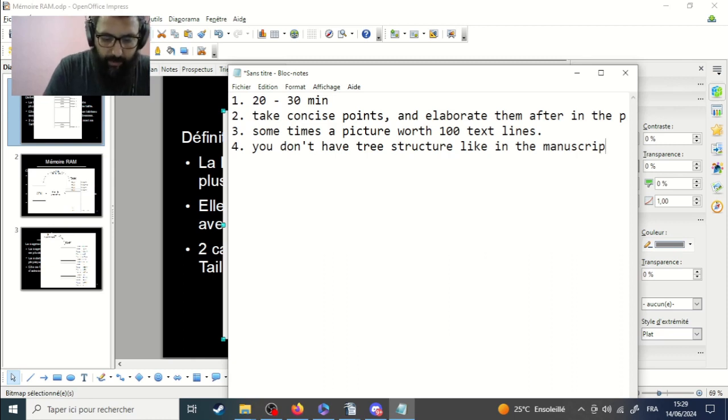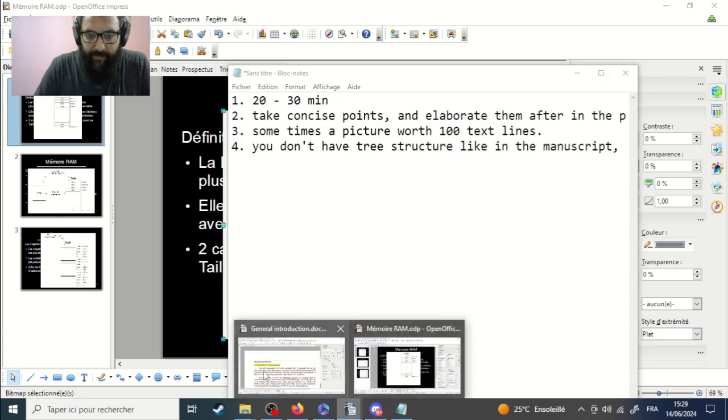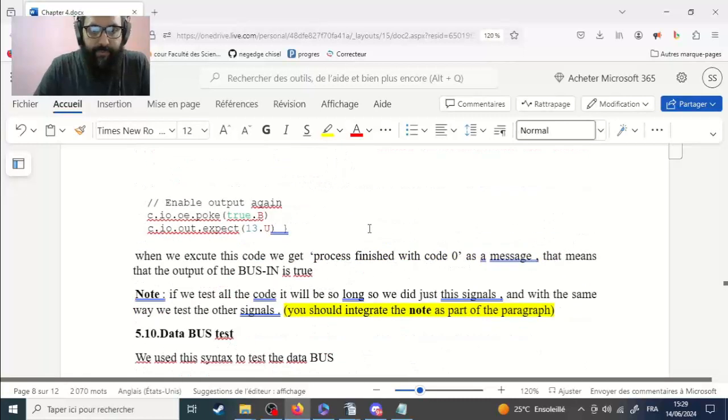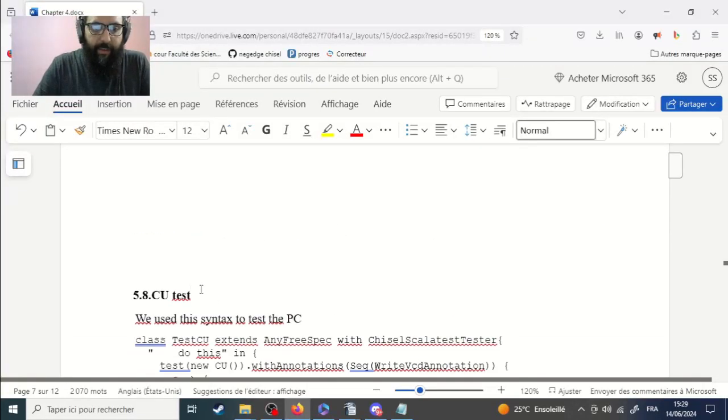The manuscript, like in the manuscript, you don't have the structure. That means that you don't have, in your chapter, for instance, in the manuscript you have 5.8. You don't have this in the presentation. And we say that the presentation is flat.